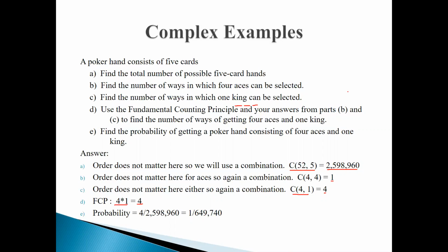So, what is the probability of getting a poker hand consisting of 4 aces and 1 king? Well, you take that number 4 down here, divide it by the total number of possible hands, and once you reduce it, you get 1 over 649,740.